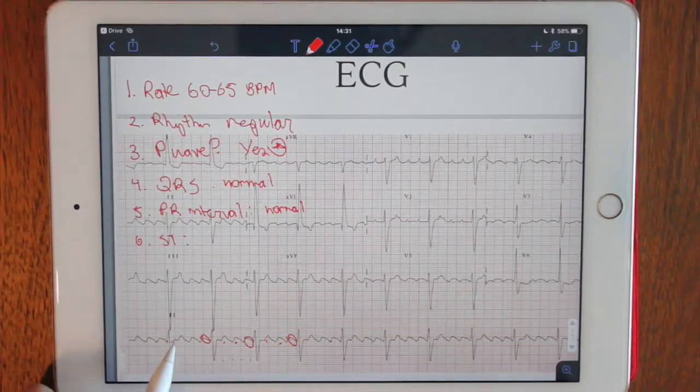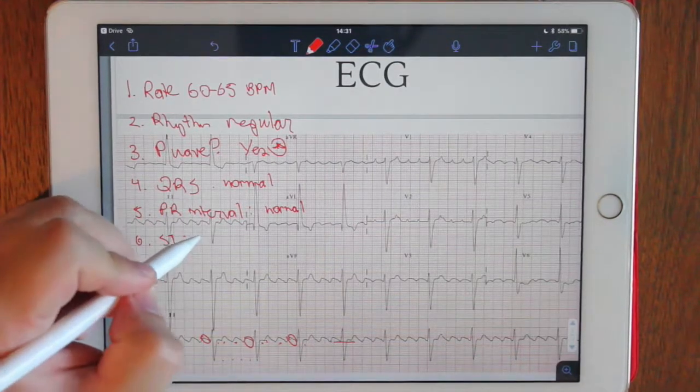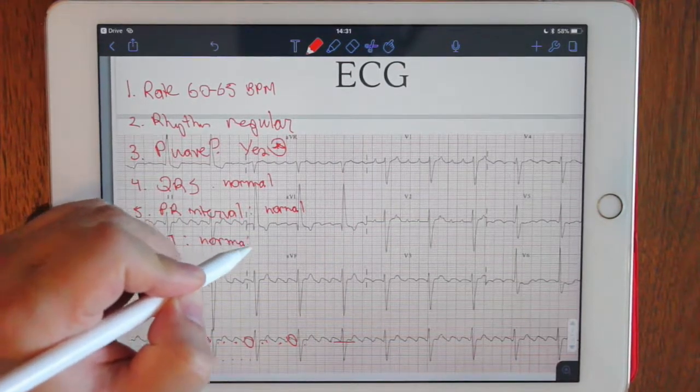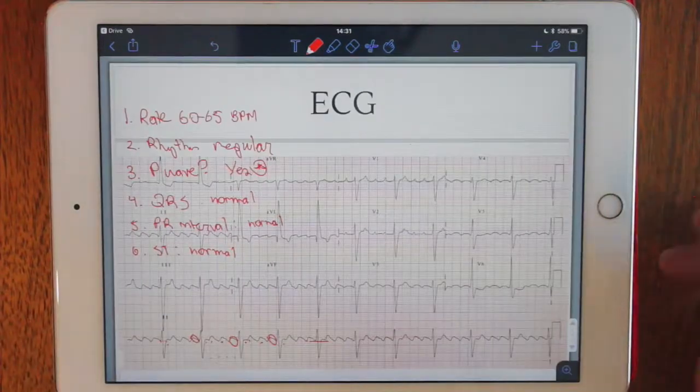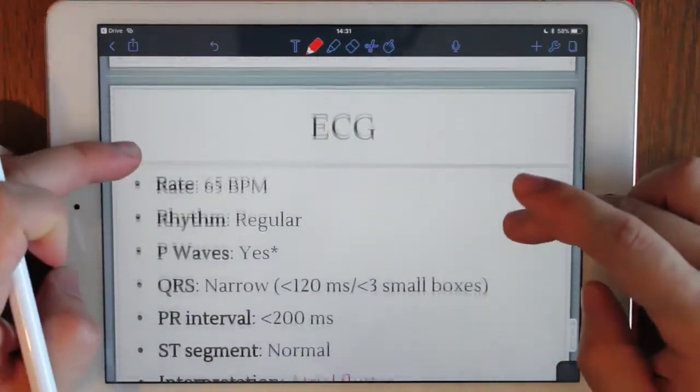And we can look after every QRS complex and notice that the ST segment is roughly on the isoelectric line. So we're going to call that normal as well. Okay, so moving on to our next slide is the summary of our findings.